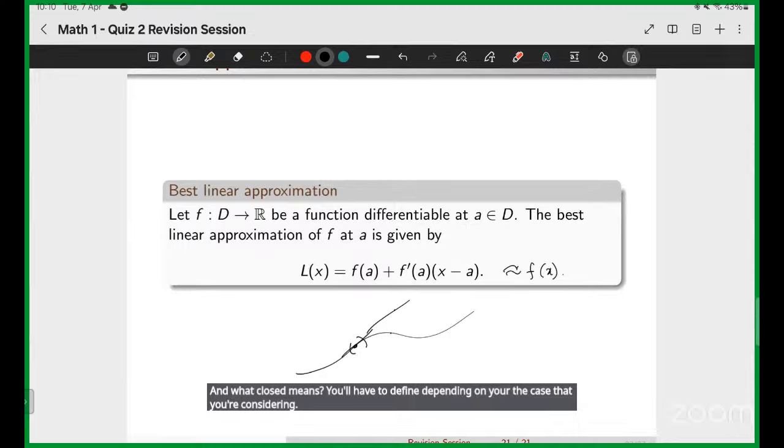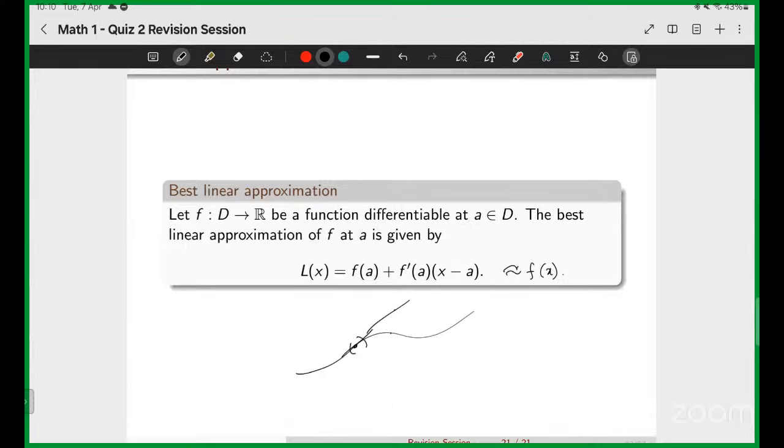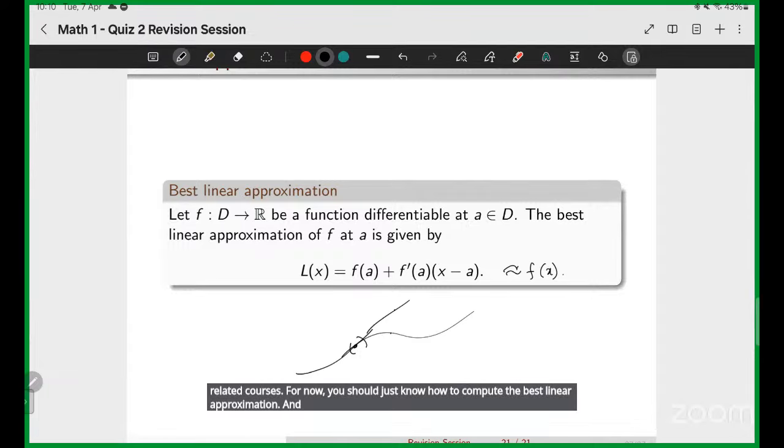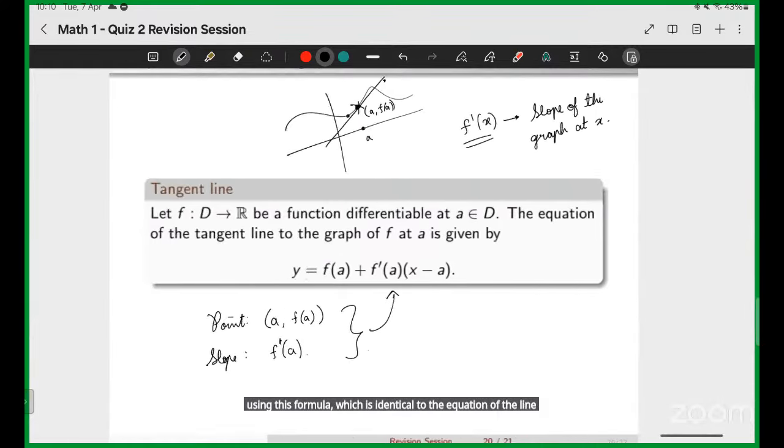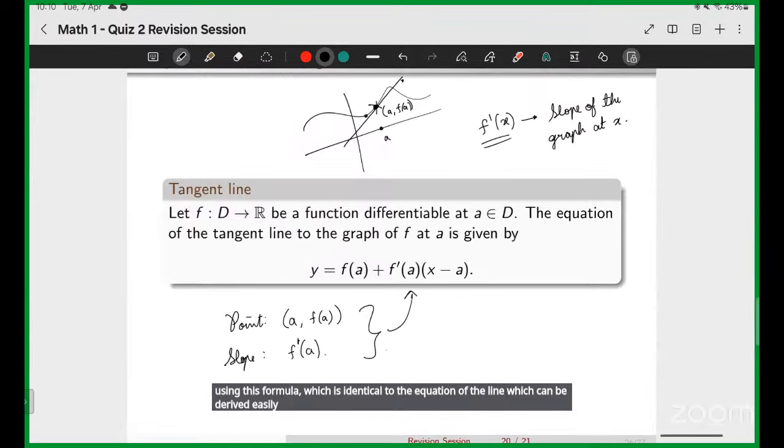And what close means, you'll have to define depending on the case that you're considering. That is once again not part of the course. It will probably come later in later courses. But for now, you should just know how to compute the best linear approximation. And that is just done by using this formula, which is identical to the equation of the line, which can be derived easily using the point slope form.